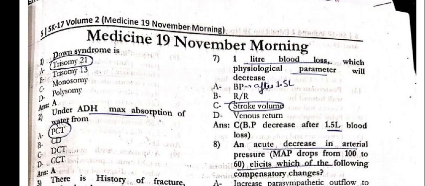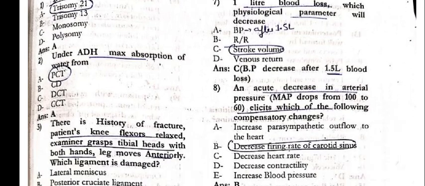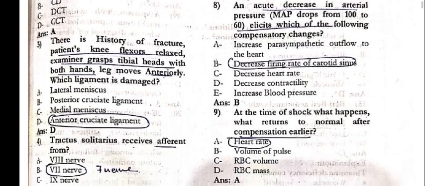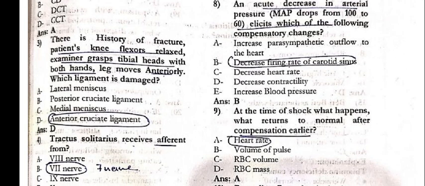Question number 1, Down syndrome is trisomy 21. Under ADH, maximum absorption of the water is from the PCT. Question number 3, there is a history of fracture, the patient's knee flexor relaxed. Examiner grasps tibial head with both hands. Leg moves anteriorly. Which ligament is damaged? That is the anterior cruciate ligament.